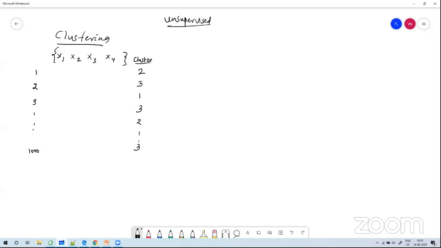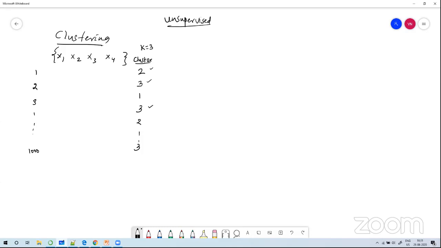Each observation would be assigned to a particular cluster. Like here, this observation is assigned to cluster 2. This observation 3, again some observation 2. So these 1000 observations would be assigned to one of these clusters. And here we are going with the number of clusters, k, equal to 3. So that's why we have built these many clusters over here.